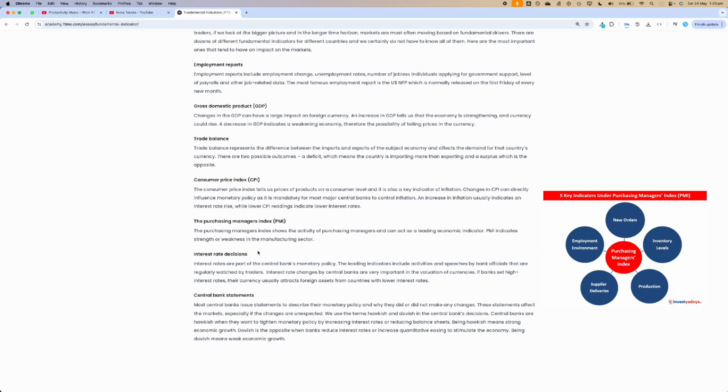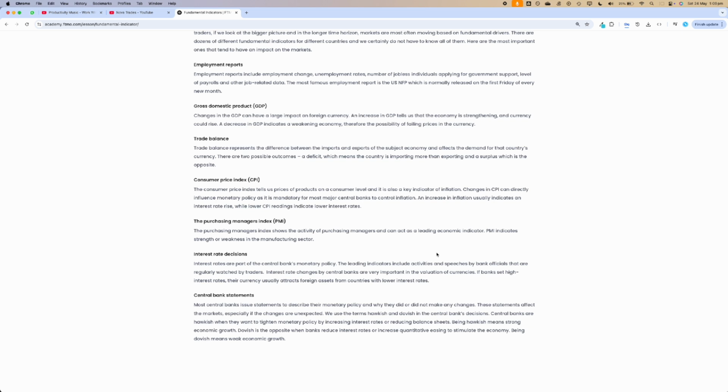Interest rate decisions are one of the most important things here. They are part of the central bank's monetary policy, and the leading indicators include activities and speeches by bank officials that are regularly watched by traders. Interest rate changes by central banks are very important in the valuation of currencies. If banks set high interest rates, their currency usually attracts foreign assets from countries with lower interest rates.